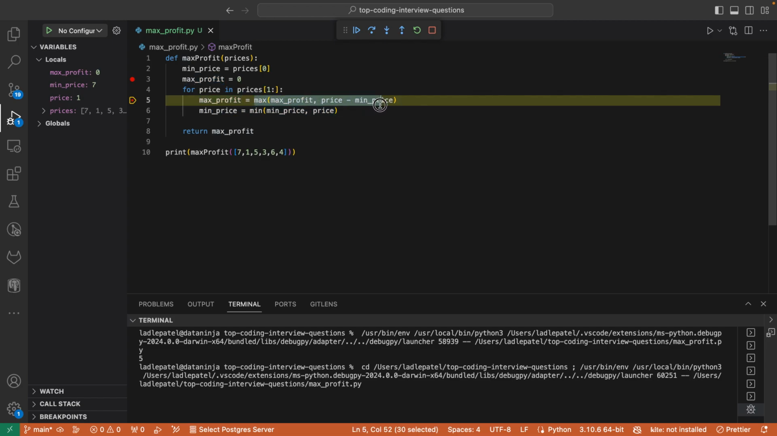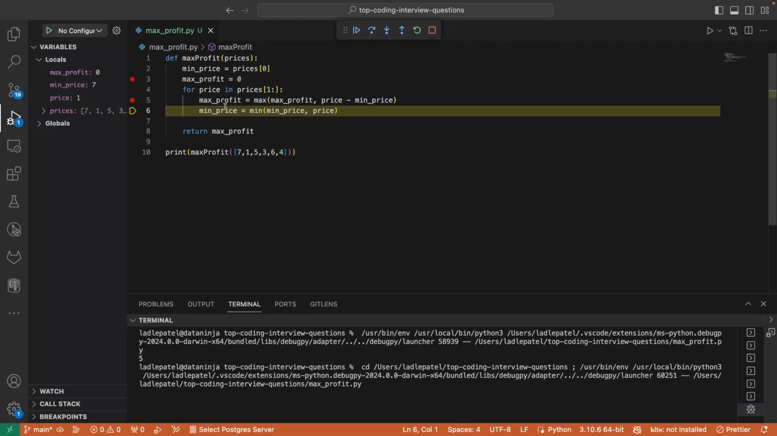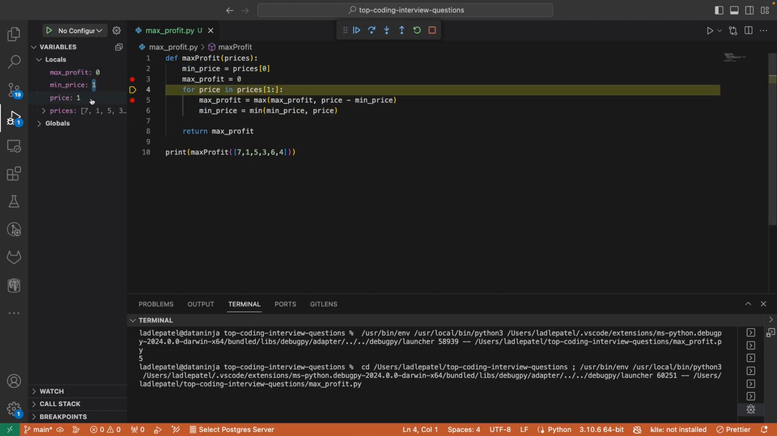So you put that maximum value here. All right, so the maximum profit is 0. Now here, what do you put for the minimum price, which is 7? The current price is 1. So you take the minimum between these two. 1 is the minimum, so you put 1 here. So the minimum price is now 1. It was 7 before. Now you go again. What's the minimum price now? It's 1. And the profit is still 0, right?